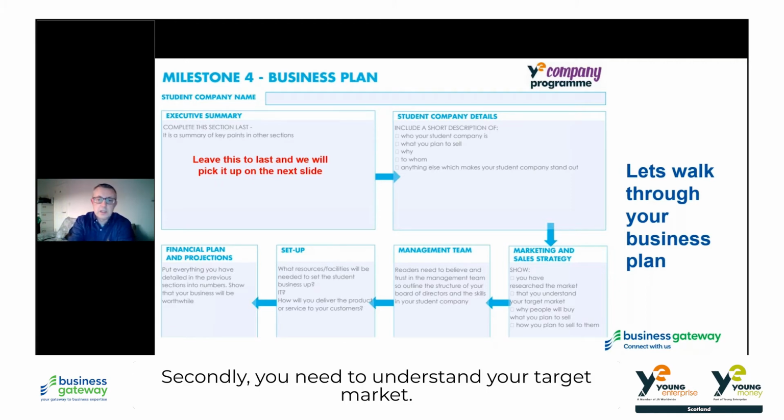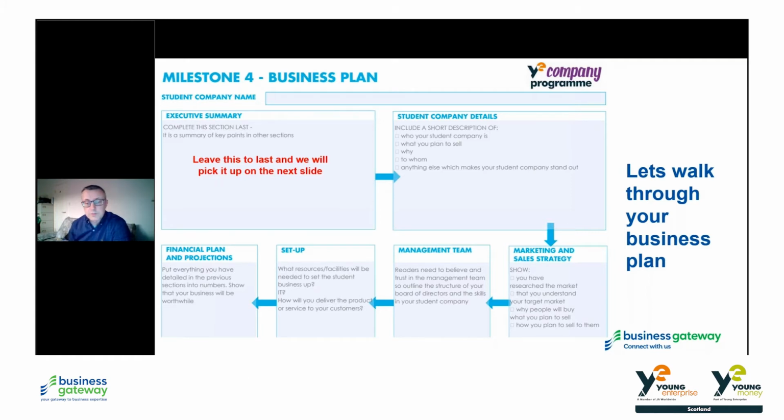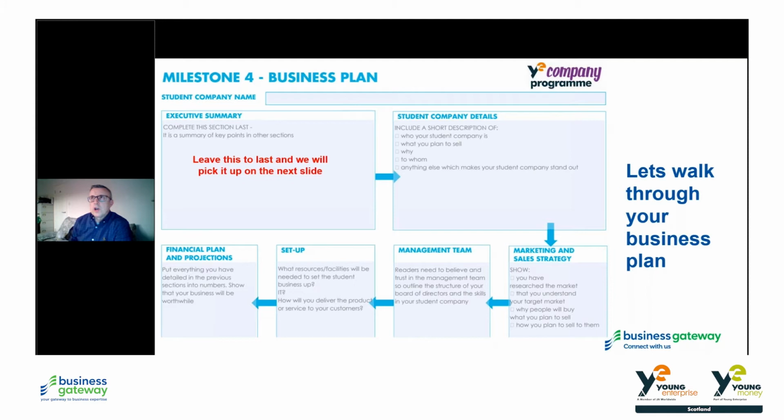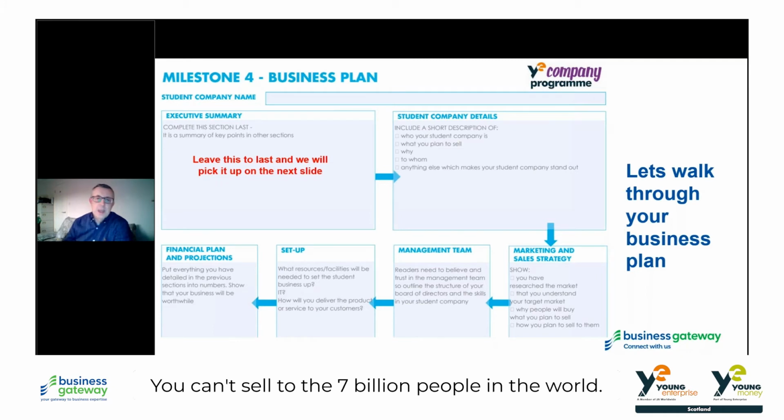Secondly, you need to understand your target market. Who are you actually going to sell to? What target have you decided to sell to? The worst thing you could read in a business case is that you're going to sell to everybody. That's not possible. You can't sell to the 7 billion people in the world. So you need to start thinking, who exactly is my target market, my sector? Which sector am I going to target to make sure I deliver the most sales?